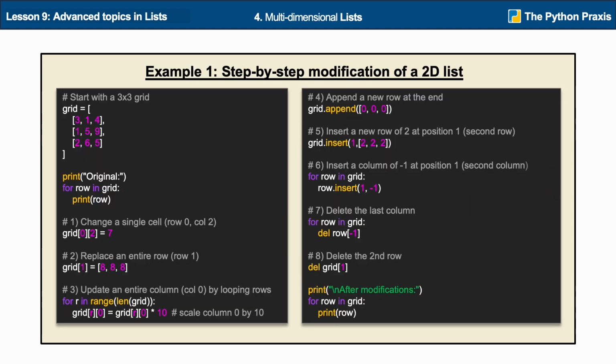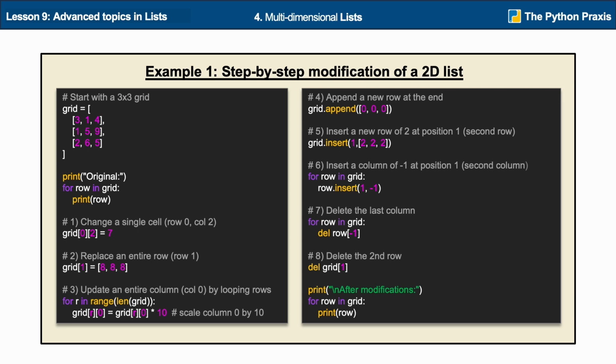Now let's see an example with step-by-step modifications in a two-dimensional list. We start by creating and initializing a two-dimensional list, named grid, that represents a matrix of 3 rows by 3 columns. Then using a for loop, we print the original list. After that, we change a single cell at row index 0 and column index 2. Next, we replace an entire row, the row with index number 1.